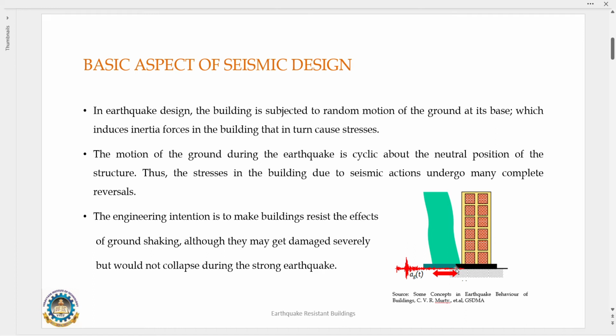Such buildings resist the effect of ground shaking, although they may get damaged severely, but would not collapse during a strong earthquake. Thus, the safety of people and contents is assured in earthquake resistant buildings. Thereby, a disaster is avoided. So, this is a major objective of seismic design codes throughout the world.